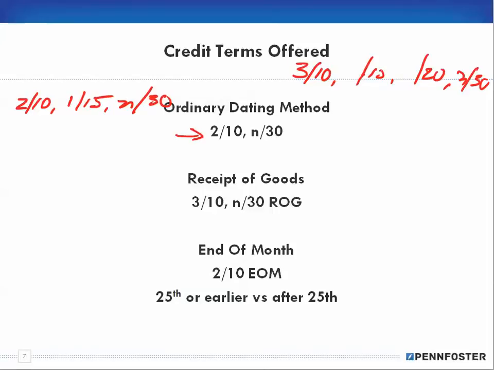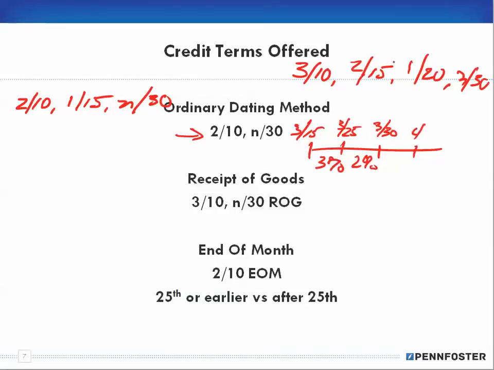I could have made this 3% 10, 2% 15, and then 1% 20, meaning if I paid it within 10 days, I'd get 3% off. If I paid it in 15 days, I'd get 2%. And if I paid it in 20 days, I would get 1%. So my timeline would look like this: 3/15. So here's 3/25, 10 days, and that would be 3%. This would be 3/30, 15 days. And during this period, that's 2%. And then for, let's see, whoops, no, I'm sorry.